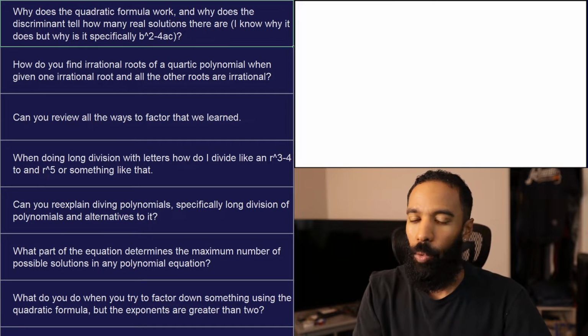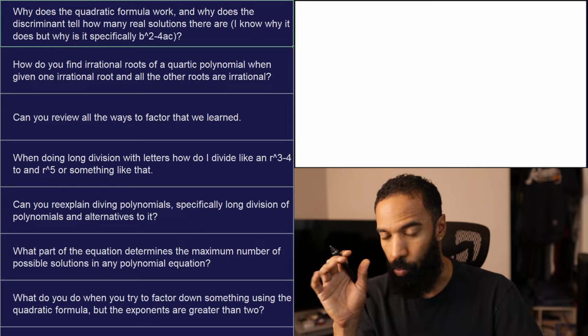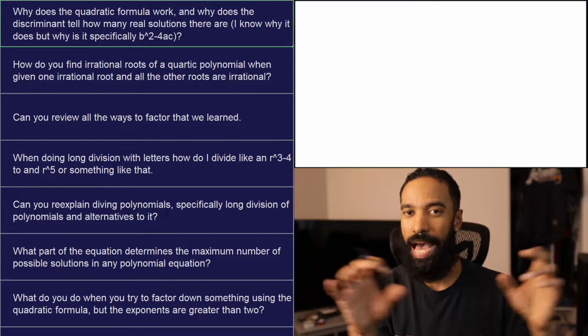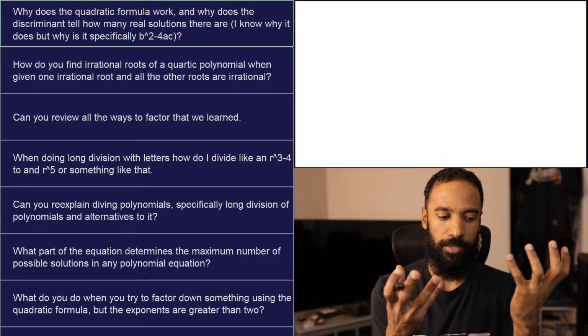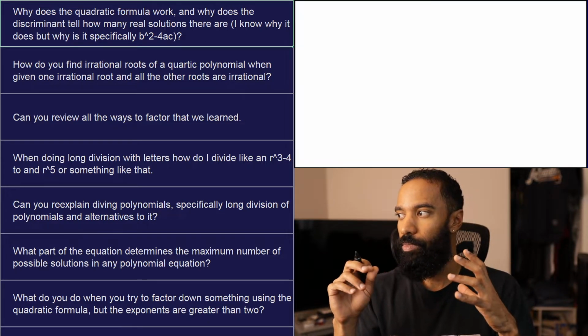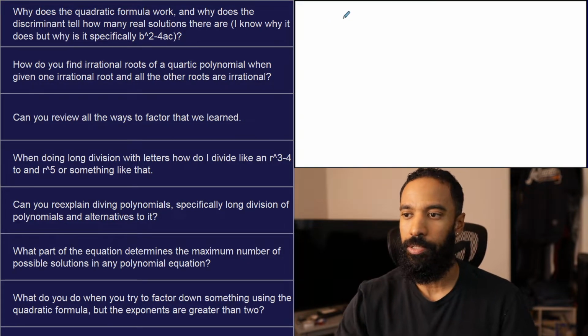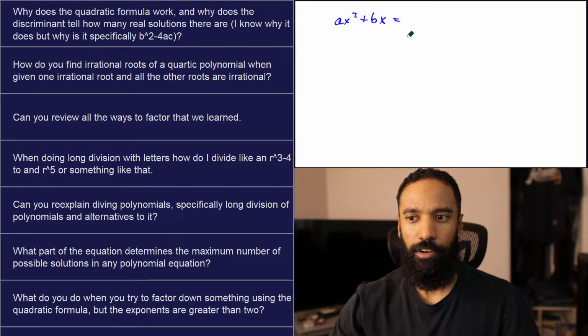Okay, next question. Why does the quadratic formula work? And why does the discriminant tell how many real solutions there are? I know why it does, but why is it specifically b squared minus 4ac? Okay, there are two questions in this. Why does it work? I think you're asking, why is that the formula? Like why is it specifically this? Who made this up and said, this works? It's because the formula came from the condition. The initial condition is ax squared plus bx plus c equals 0. They're saying solve for x.